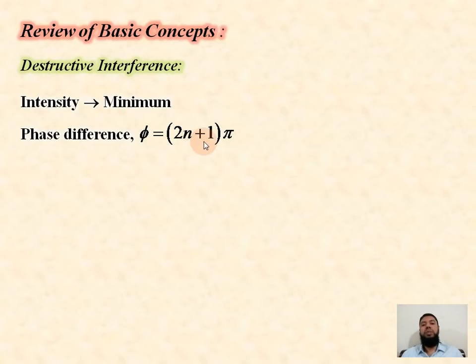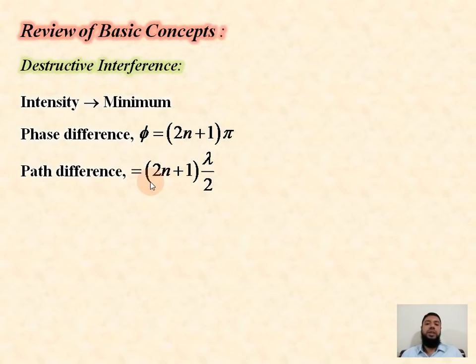In case of destructive interference, the intensity will be minimum only when the phase difference is (2n plus 1) pi, or if you take minus, you have to be careful with the value of n. Here we are taking (2n plus 1) into pi, and the path difference is (2n plus 1) lambda by 2, where n is 0, 1, 2, 3, and so on. If you are taking the values of n as 1, 2, 3, then the phase difference is (2n minus 1) into pi, and path difference is (2n minus 1) lambda by 2.